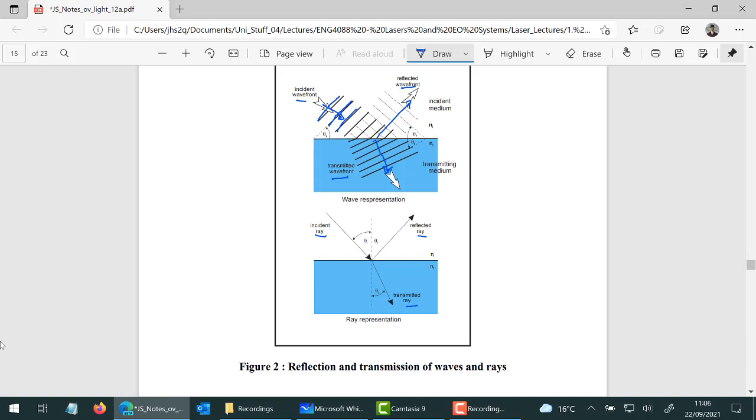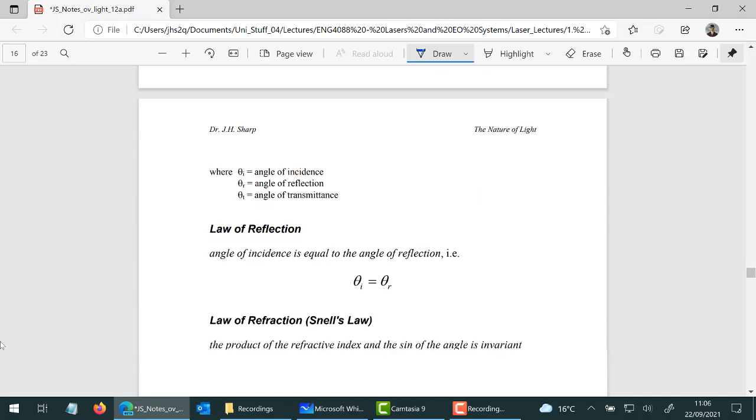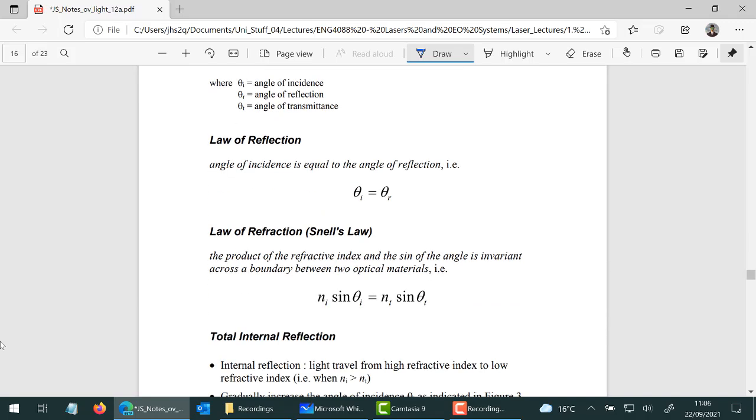Now these two materials, we have an incident medium with a refractive index Ni, and the transmission medium has a refractive index Nt. We'll see what those mean in a little second. So, defining it, we have our angle of incidence, our angle of reflection, and our angle of transmission.